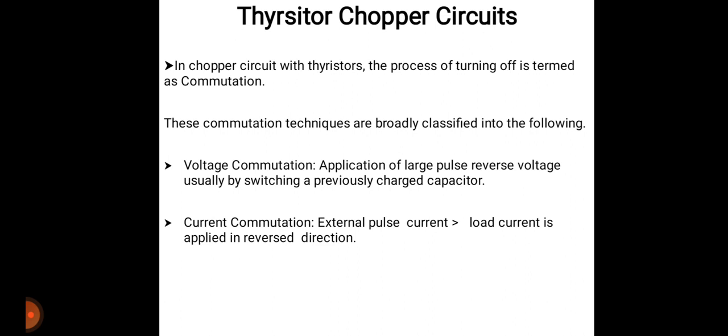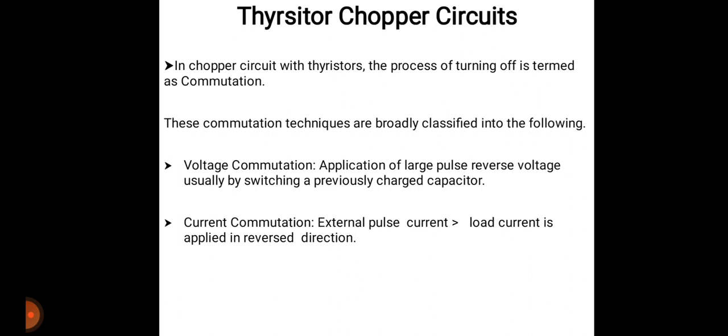There are several ways of turning off a thyristor. All these methods differ from one another in the manner in which the commutation is achieved. In DC choppers, commutation circuitry has passed through numerous innovations. So, there are two types of commutation. The first one is voltage commutation and the second is current commutation.